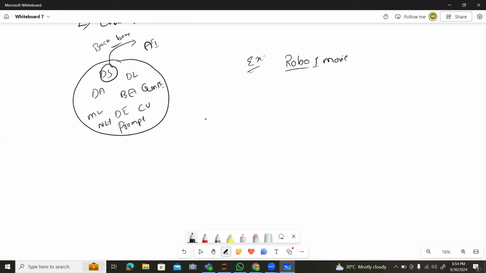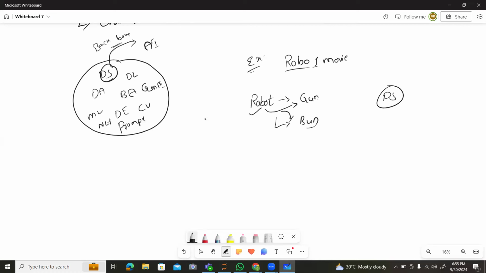In this movie, the villain told the robot to take the gun, but the robot mistakenly took the bun, right? So if the data is trained well for the robot, it will correctly go and collect the gun, not the bun. So we need to train the data in a correct format. That's why data science takes over here.